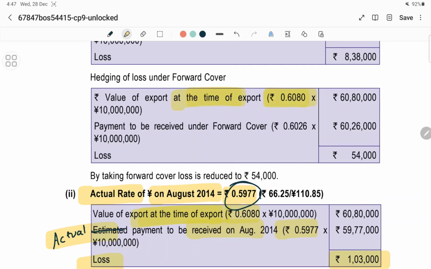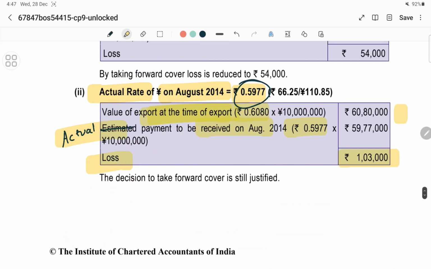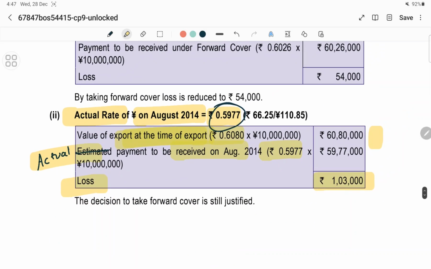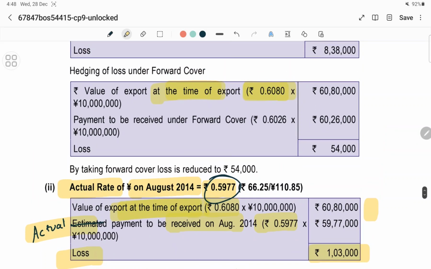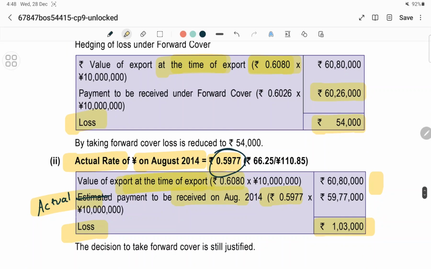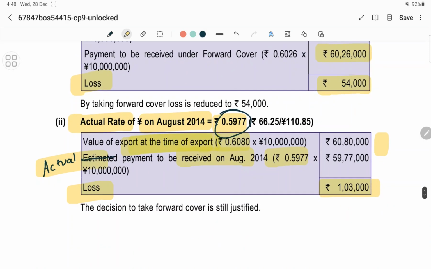But if you compare this with the difference between the spot and if you take a forward cover, that is when you hedge, this is when you do not hedge. When you do not hedge and the actual rate on 31st August turns out to be 0.5977, the estimated loss is 1,03,000. But when you do hedge using a forward cover, the payment you receive is 60,26,000, and hence the loss decreases to 54,000 instead of 1,03,000. So the quantum of loss is lesser, hence the decision to take forward cover is still justified.